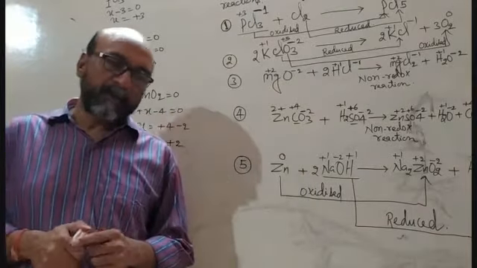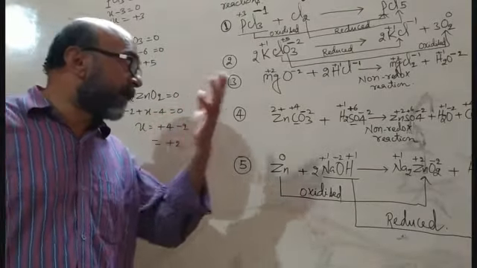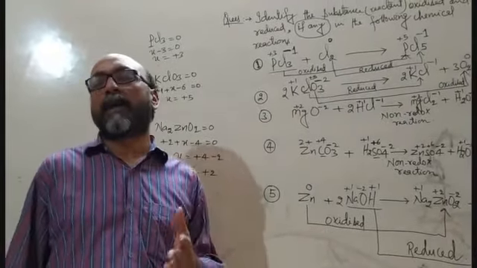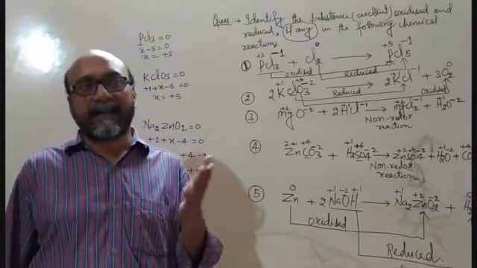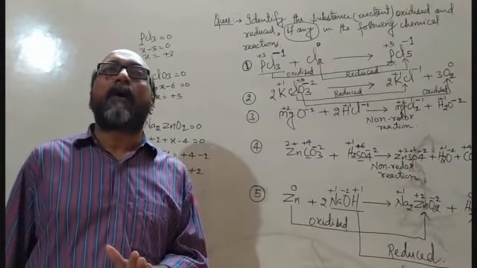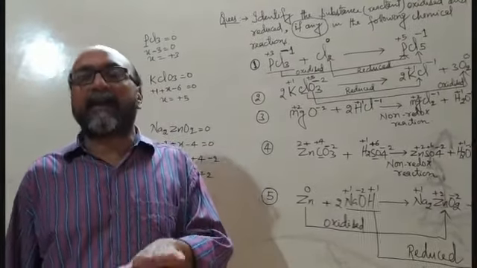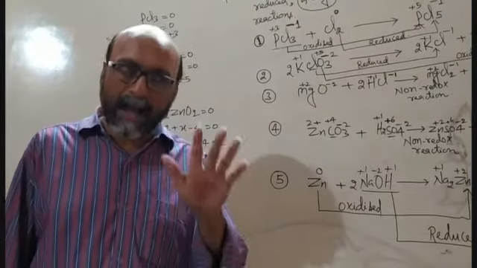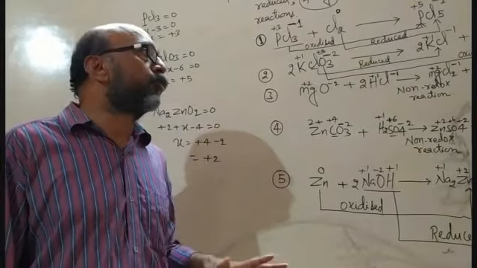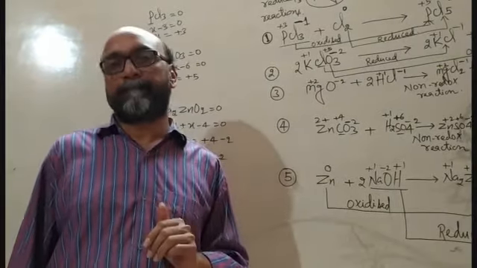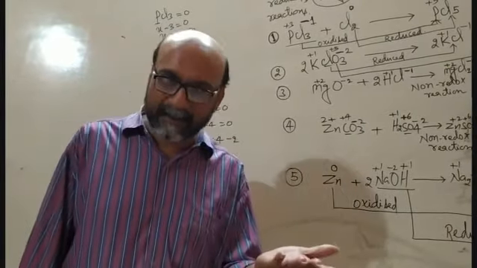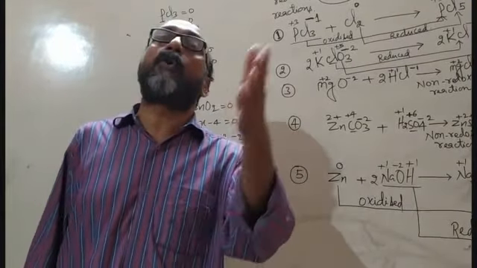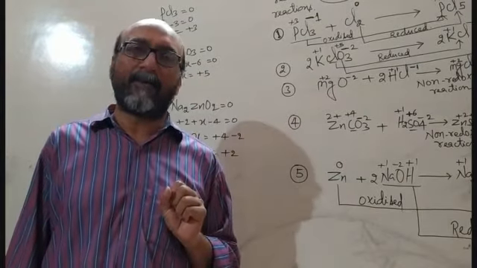I think now it is clear to you all how you can decide the reactant oxidized and reduced, and also you now have the concept to decide the nature of the reaction, whether the chemical reaction is a redox reaction or a non-redox reaction. Okay, thank you.